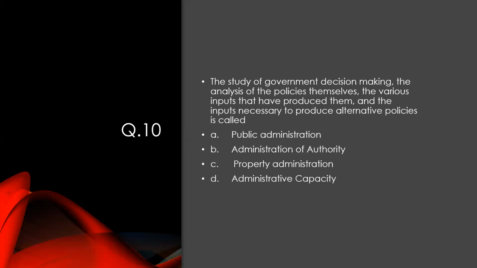The study of government decision making, the analysis of the policies themselves, the various inputs that have produced them, and the inputs necessary to produce alternative policies is called: public administration, administration of authority, policy administration, or administrative capacity? A is the correct answer.